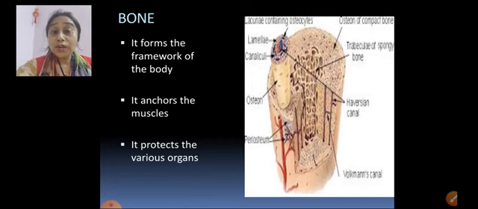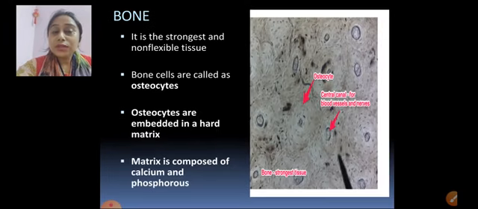So bone is very important to protect even our brain. Our bone, the cranium, is protecting the brain inside, right? Now that was about the function. Now what about the structure of the bone as a tissue?